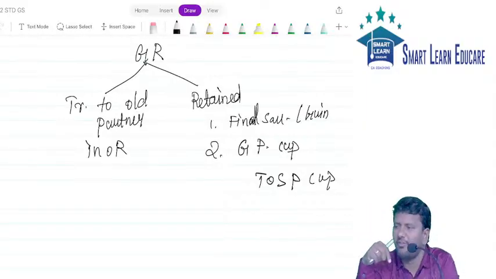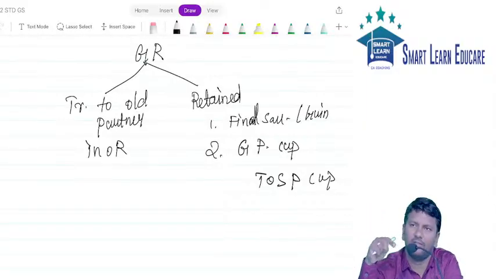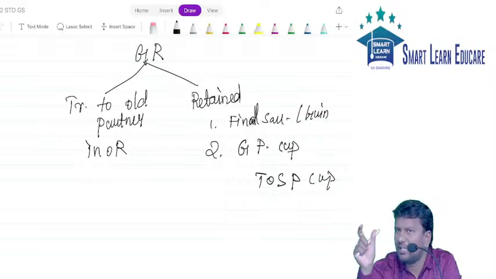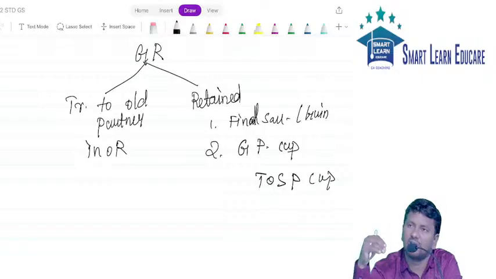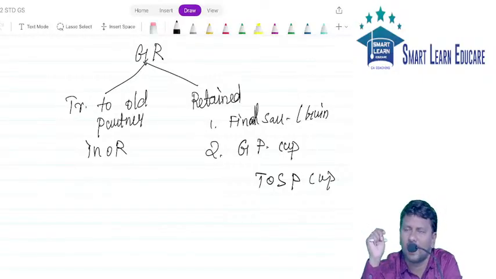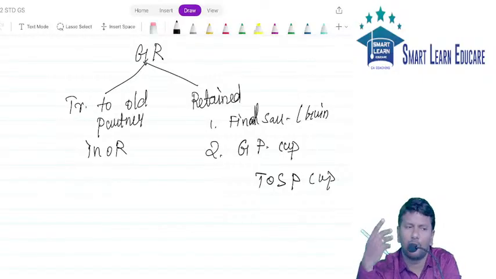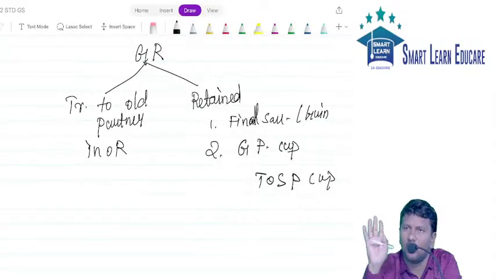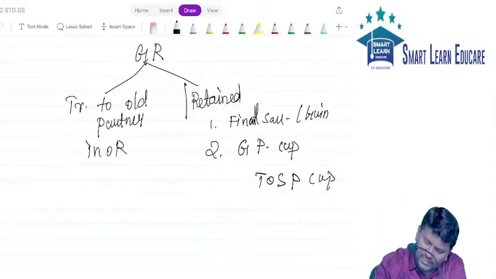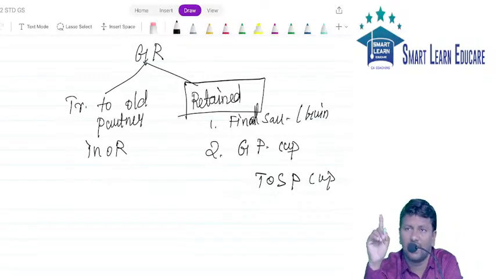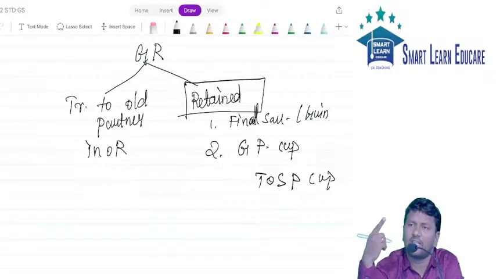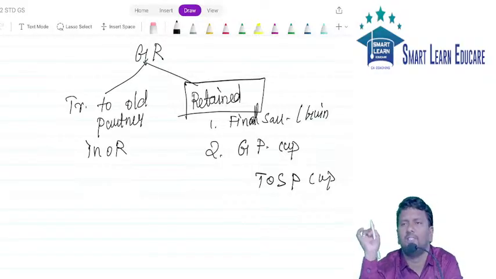This is very frequently tested in exams. Very important. General reserve: if nothing is mentioned in the question, general reserve should be transferred to partners' capital in the old ratio. If they say that general reserve is to be retained, first step, find the sacrifice or gain of each partner. Second entry, gaining partner's capital account debit to sacrificing partner.